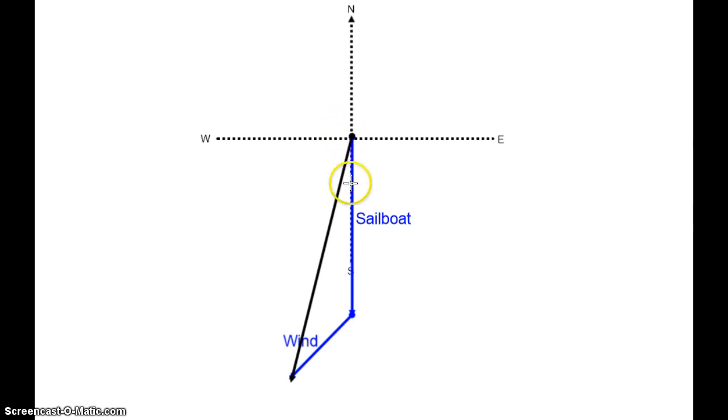Imagine that the sailboat is set on this course going straight south. The wind is pushing it slightly off course toward the southwest, and so it is slightly off the south. Now, to determine the magnitude and the direction of the resultant, we need to add some of our given information. So now I have added the magnitude of the sailboat vector, which was 24 kilometers per hour, and the magnitude of the wind vector, which is 7 kilometers per hour.